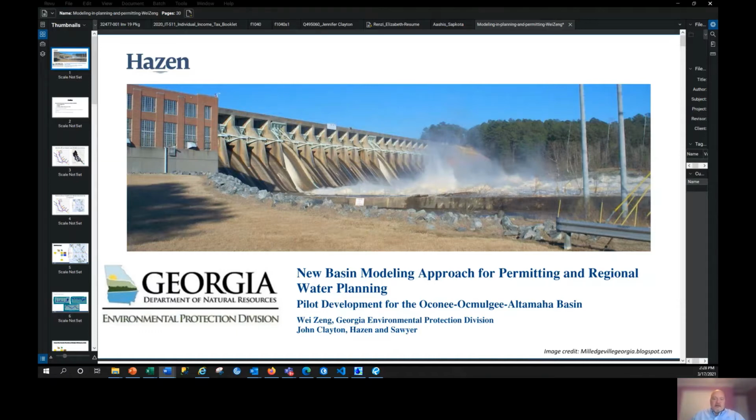The team is currently developing BEAMs for the Savannah-Ogeechee, or SO, and the Ochlockonee, Suwannee, Satilla, St. Mary's, or OSSS basins. We've also recently kicked off efforts for the remaining basins, including the ACT, ACF, and Tennessee.